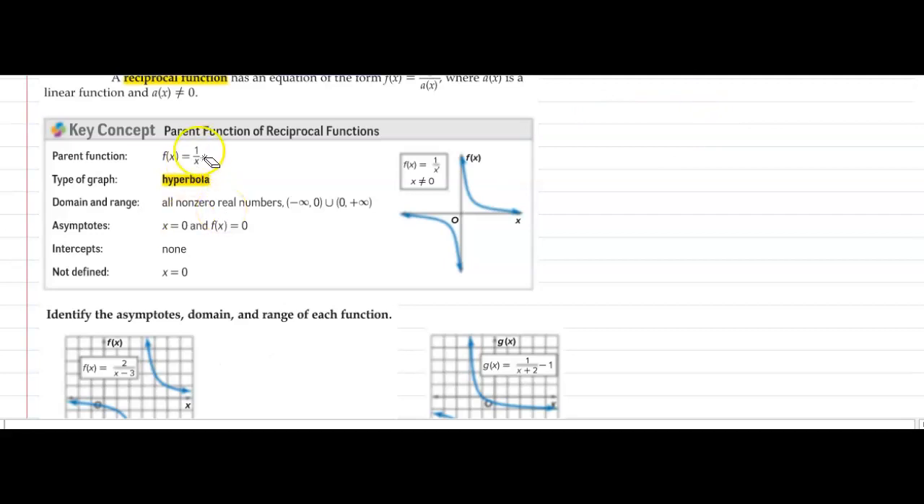Basically, when you graph 1 over x, x cannot equal 0, which makes sense because look what happens if I put a 0 in for x. That is not allowed. You may not divide by 0. So for all of these, x cannot equal 0. And we're going to introduce something called an asymptote.